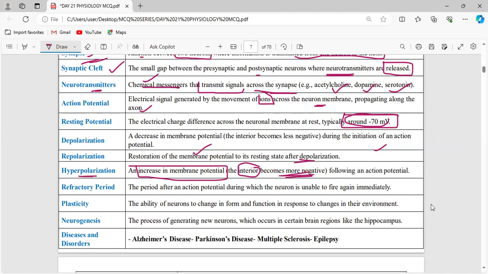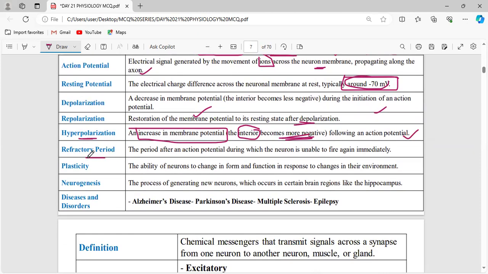This is the state that follows an action potential. Now, what is a refractory period? It is the period after an action potential during which the neuron is unable to fire again immediately. If an electrical signal, an action potential, has been generated, then for a period after it the neuron cannot fire immediately, and that period is called the refractory period. Now, what is plasticity? The ability of neurons to change in form and function in response to the external environment is called plasticity.